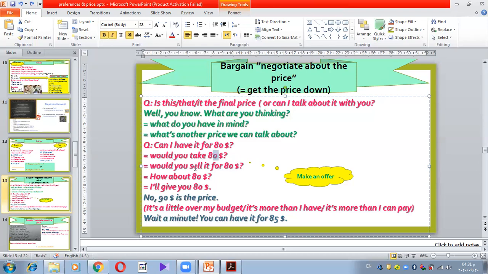If the salesman doesn't like the price, he's going to tell you no, 90 is the price. So it means negotiating. At the beginning, he said 100, and then I said 80, and then he said, not 80 and not 100, let's make it 90, just in between. So you make an offer for him. He can accept this offer or he can refuse. Here he didn't like the offer and he offered another one.